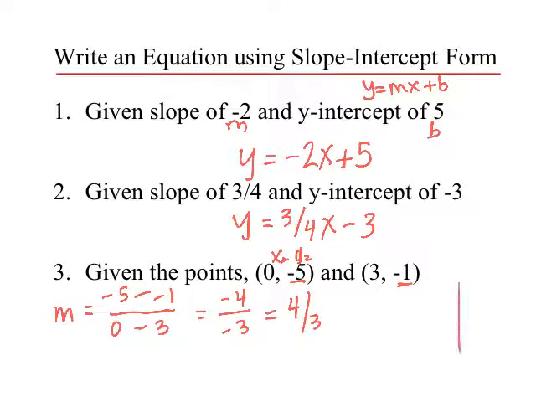You can always graph it real quick and make sure your slope looks right. 0, negative 5 is down here. We'll call that point A. And 3, negative 1 here. Call that point B. You can see this line is increasing, and we have a positive slope.